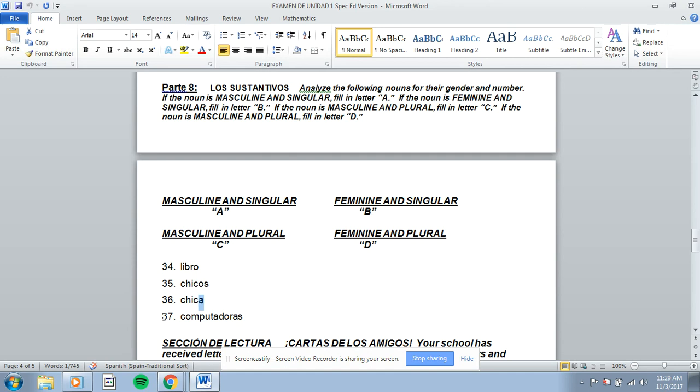And the last one on this section, 37, 37 is computadoras, ends in AS. So write down A if you think it's masculine and singular, B if you think it's feminine and singular, C if you think it's masculine and plural, or D if you think it's feminine and plural. You should have A, B, C, and D use one time each for these 4 problems.